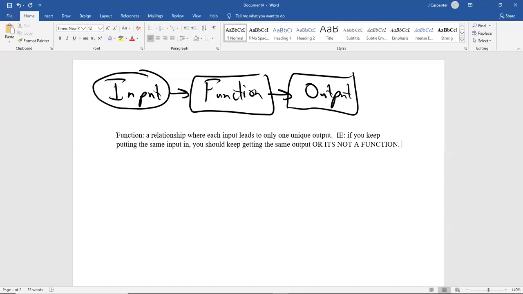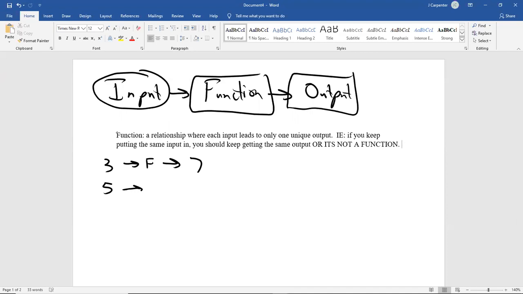So in other words, let's say that I want to put the numbers 3 and 5 into our function. So I put the 3 into the function. I'm just going to write f for function. And it processes it, and for some reason it spits out a 7. I'm not going to say why, but it spits out a 7. Maybe the function is x plus 4, so 3 plus 4 would be 7.